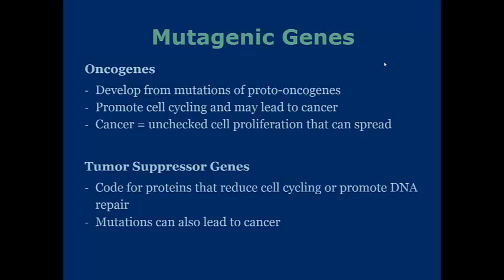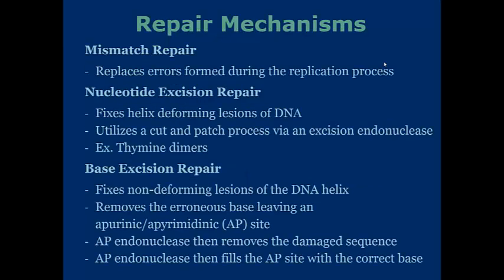Tumor suppressor genes code for proteins that reduce cell cycling or promote DNA repair. Mutations here can also lead to cancer. Obviously, if our suppressor gene has an error, it's not going to be able to suppress the formation of tumors, leading to cancerous states as well. There are 3 repair mechanisms used in the cell, and the first being mismatch repair. This replaces errors after scanning during the replication process, and this usually does a pretty good job. However, if replication completes and there are still errors, there are 2 other types of repair mechanisms that the cell will employ.